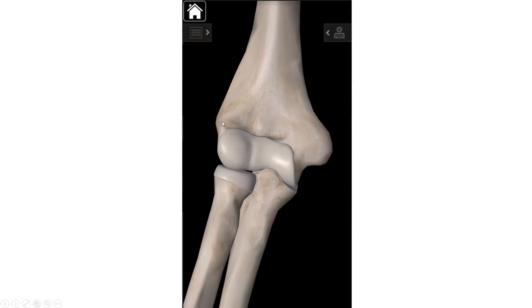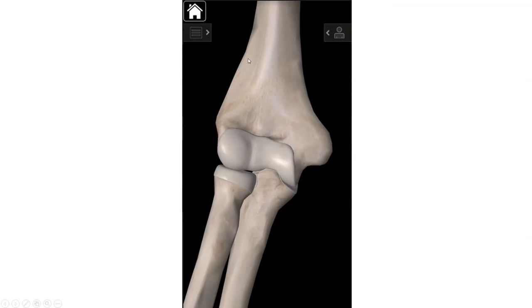We talked about the radial fossa, and then we'll move proximally, so moving up the bone, to the lateral supracondylar ridge. So that's all of this. So again, analogous to the medial supracondylar ridge, but we're on the lateral aspect. So all of this is the lateral supracondylar ridge right there.